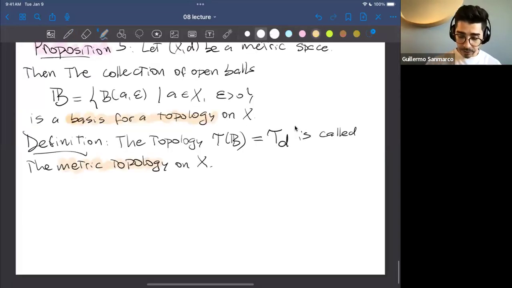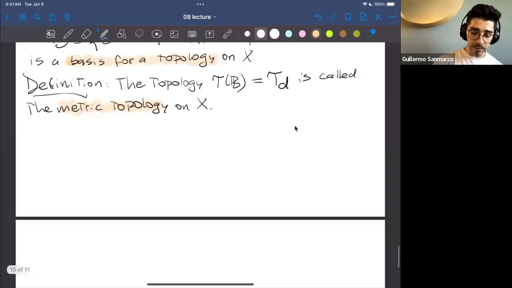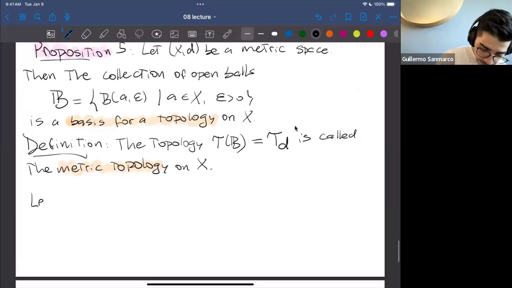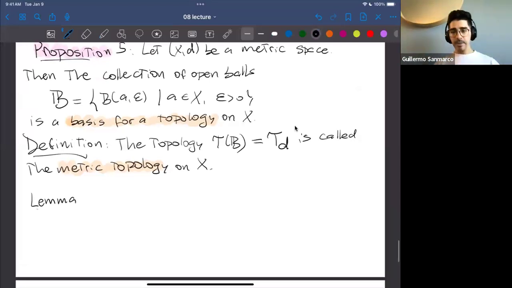We don't have a topology on X. We're claiming it's a basis for something. So before proving that, let me state this lemma. So this is something that we were playing with before without proof for the reals, because it just makes sense over there.